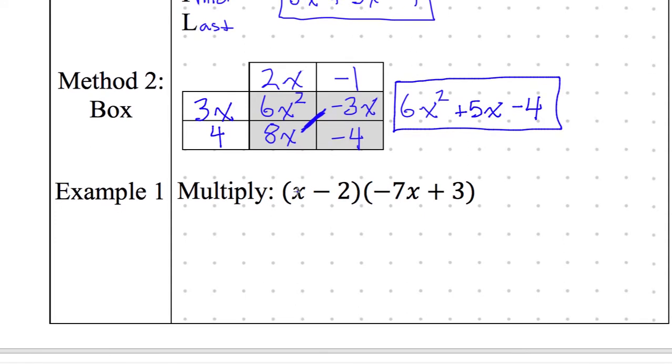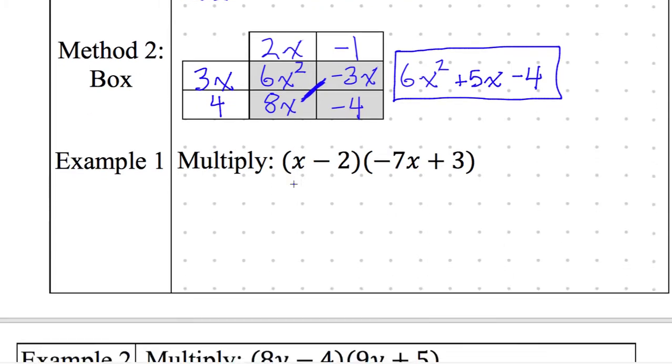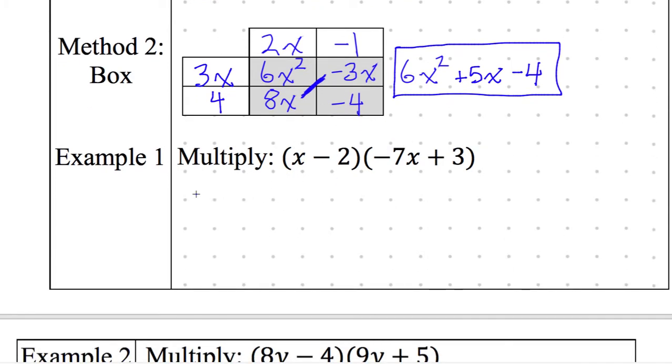All right, example 1. I need to multiply these two binomials. What method do you guys want to try? You want to try foiling or boxing? Foil, and then we can do the box for the next one maybe. All right, foil. So, tell me what to do. First, and that is what?